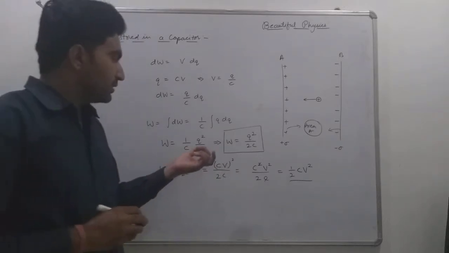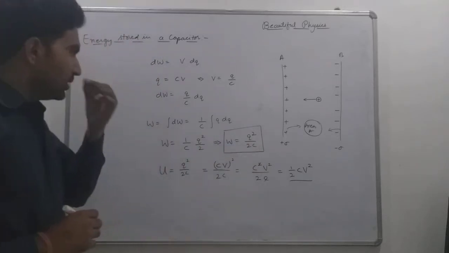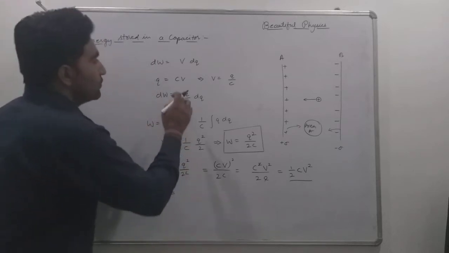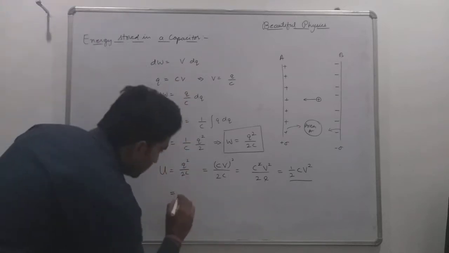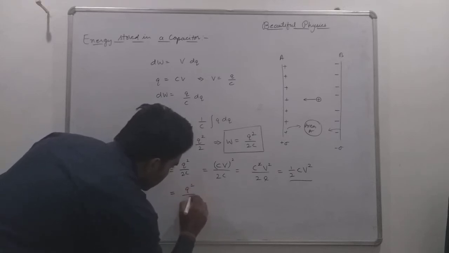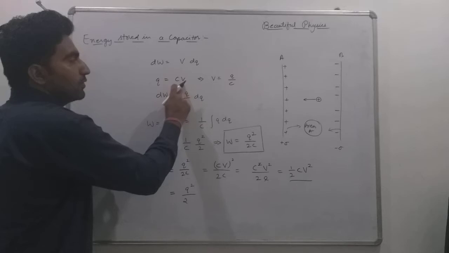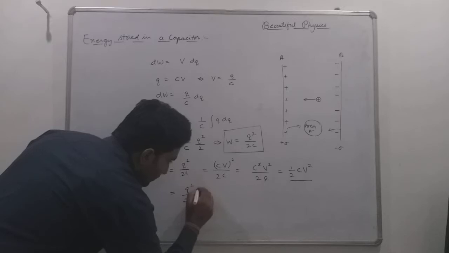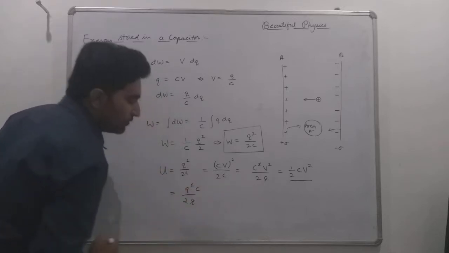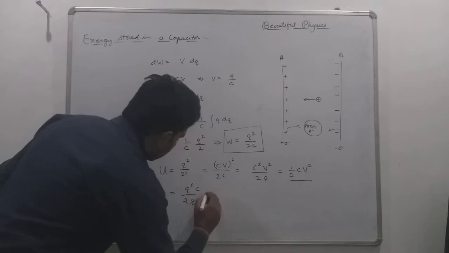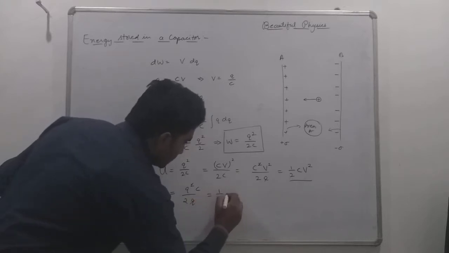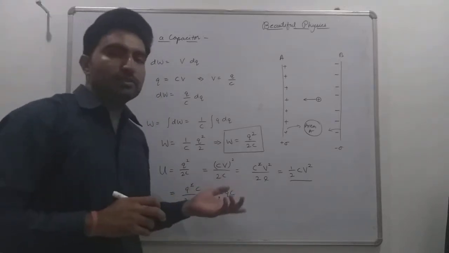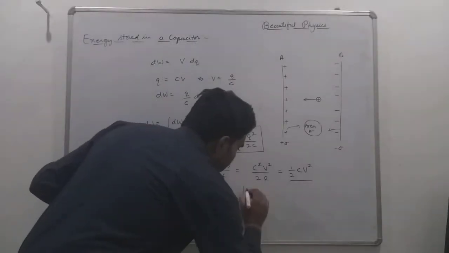Or if we put the value of C, which is equal to Q by V, then Q square divided by 2, and the value of V from here is equal to Q by C. So QC will go upside, and Q will cancel out, then the energy stored will be equal to half QC.